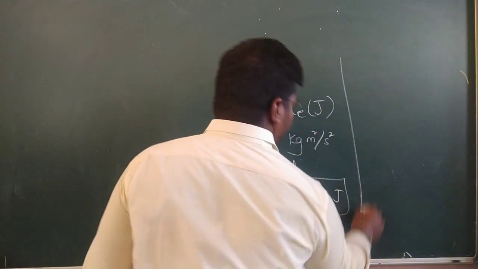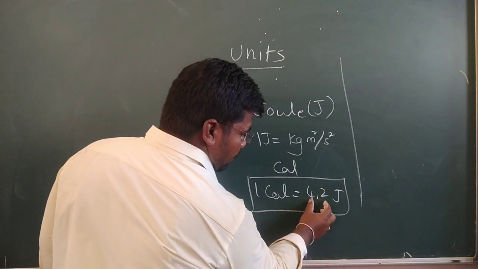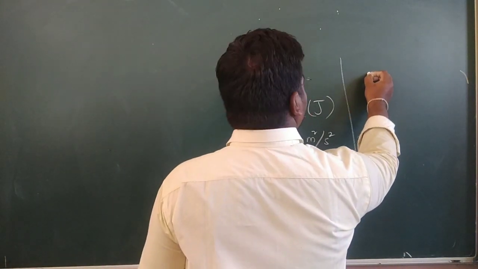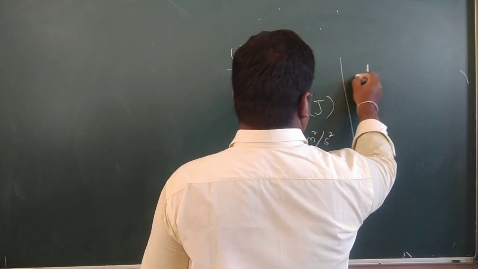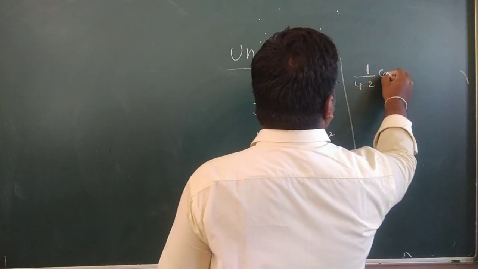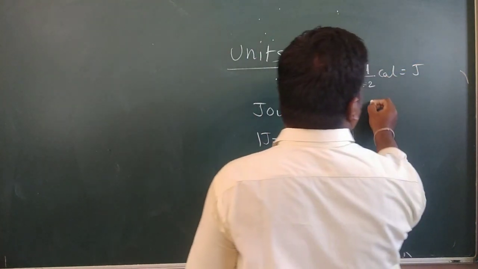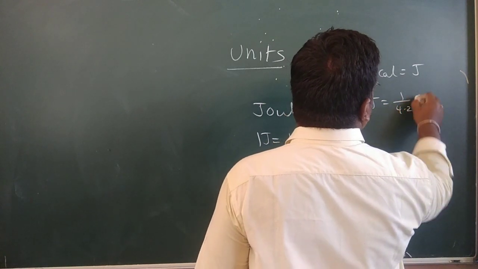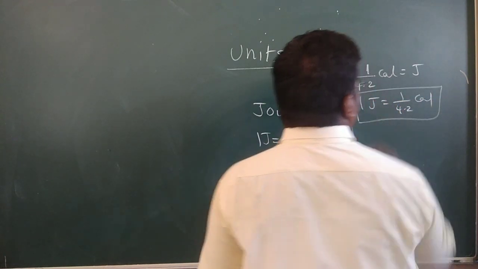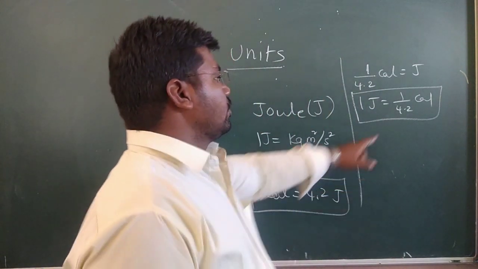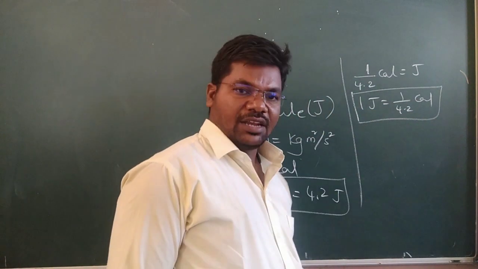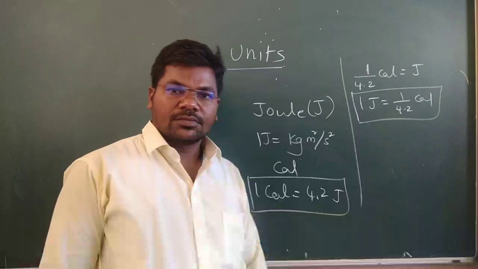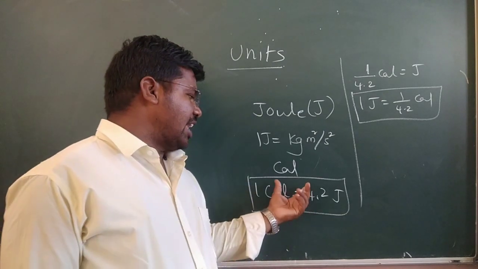Then 1 joule is equal to 1 by 4.2 calorie. Understand? So the SI unit of electrical energy is joule, and another unit is calorie.